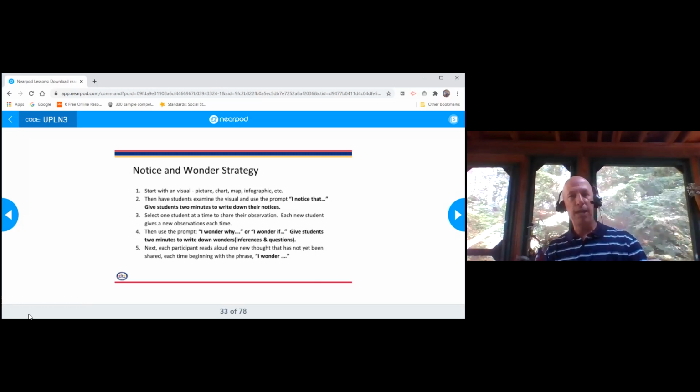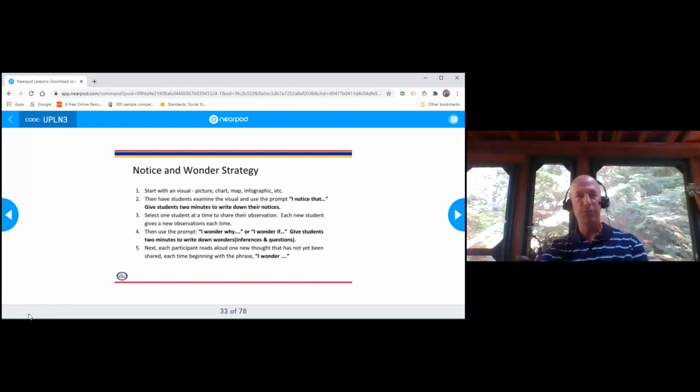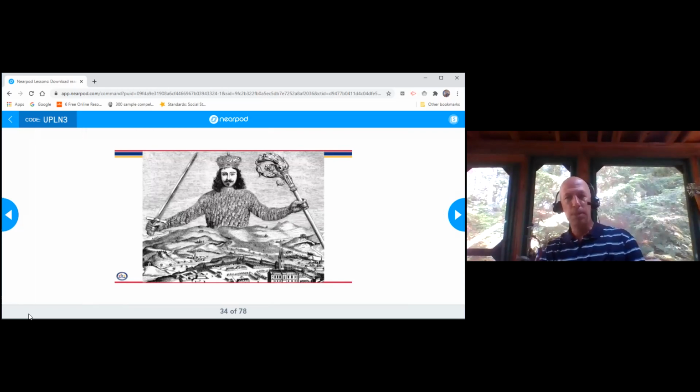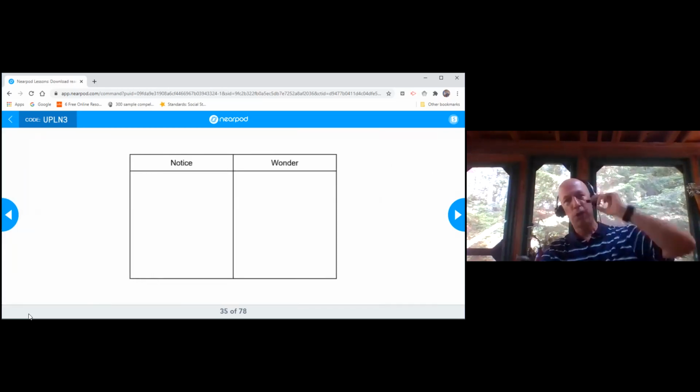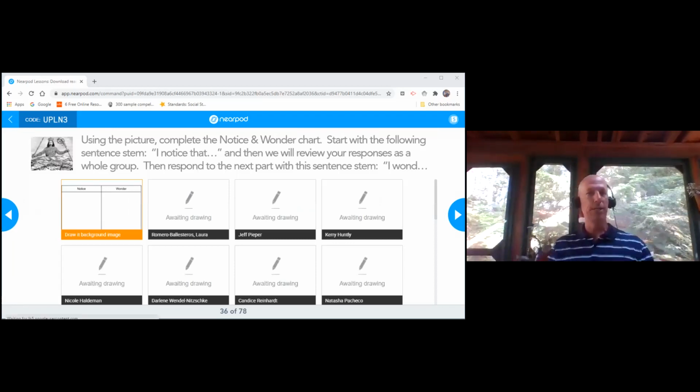And then after we go over that, what do they wonder about, or what questions do they have? Thinking about questions, what inferences do they maybe want to make? Then we go over that, and look at that picture again as a whole group. So this is the image that we're going to look at. It might be familiar to some of you. And here's our notice and wonder chart. Right in here, the picture's up there, so you can click on it and look at it.